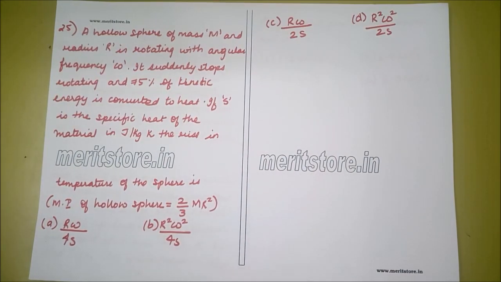A hollow sphere of mass m and radius r is rotating with angular frequency omega. It suddenly stops rotating and 75% of the kinetic energy is converted to heat. If S is the specific heat of the material in joule per kg Kelvin, the rise in temperature of the sphere is, the moment of inertia of hollow sphere is given as 2 by 3 mr square. The options given are r omega upon 4s, r square omega square upon 4s, r omega upon 2s, and r square omega square upon 2s.